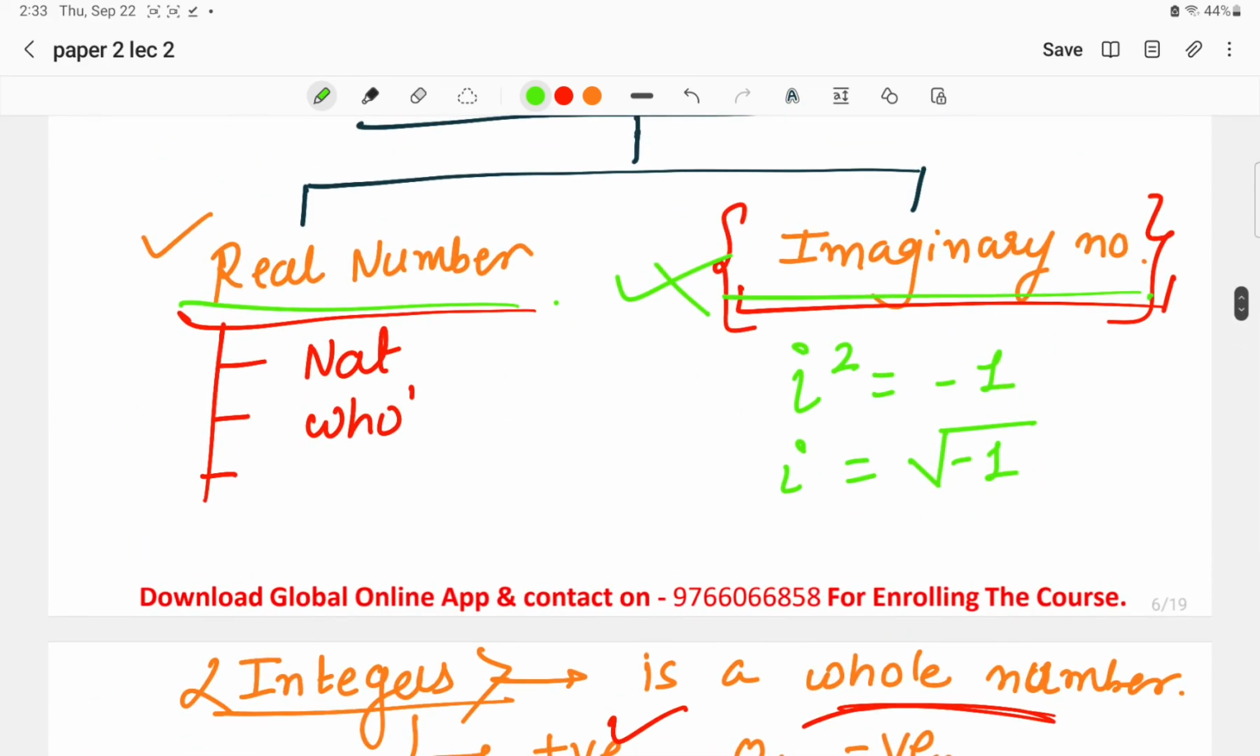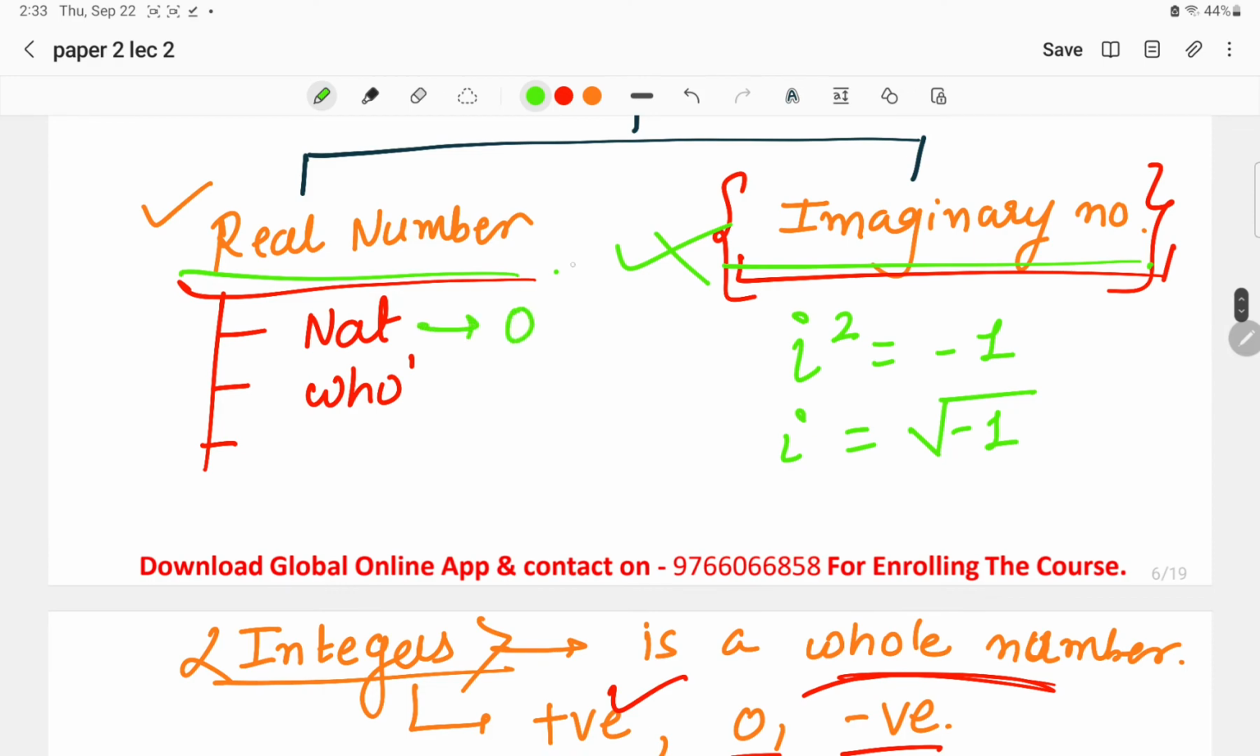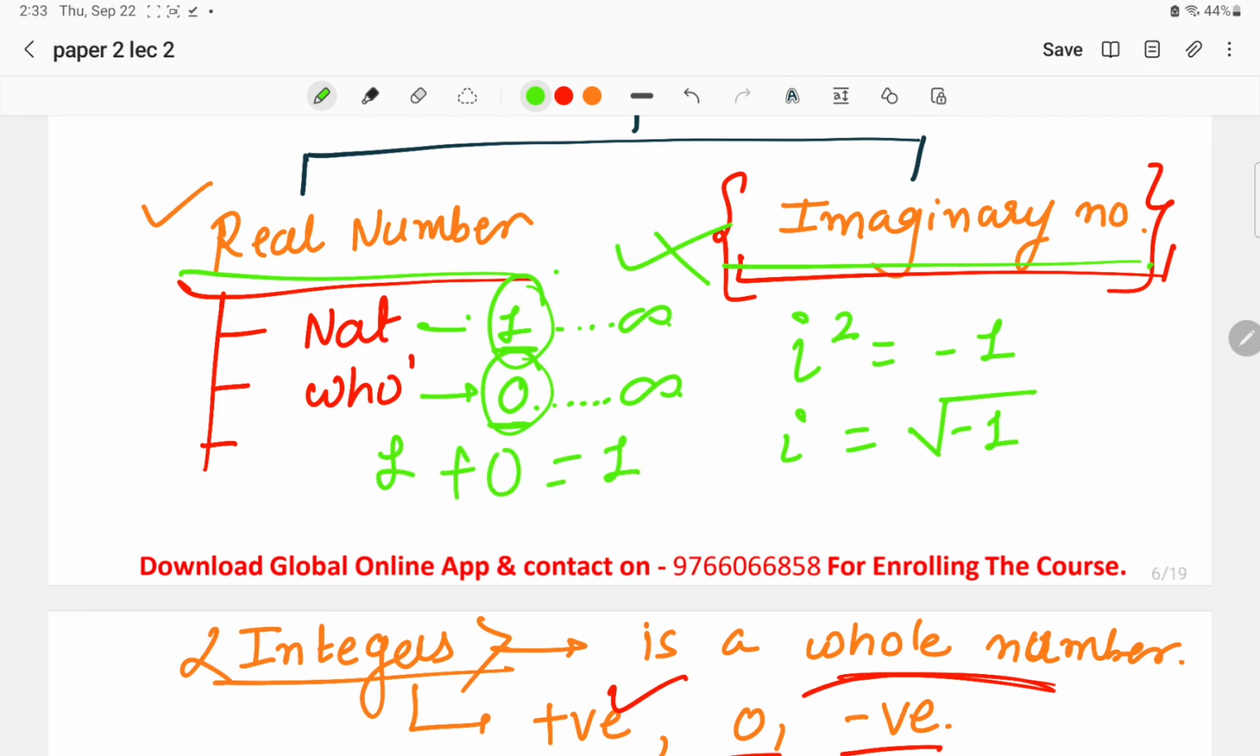Moving to the real numbers. What are the natural numbers? Natural numbers are the numbers starting from 1 to infinity. So the smallest natural number is 1. Next, we have seen the whole numbers. Whole numbers start from 0 and move to infinity. So 0 is the smallest whole number. The question can be asked: the sum of the smallest natural number and whole number, that is 1 plus 0, the answer will be 1.